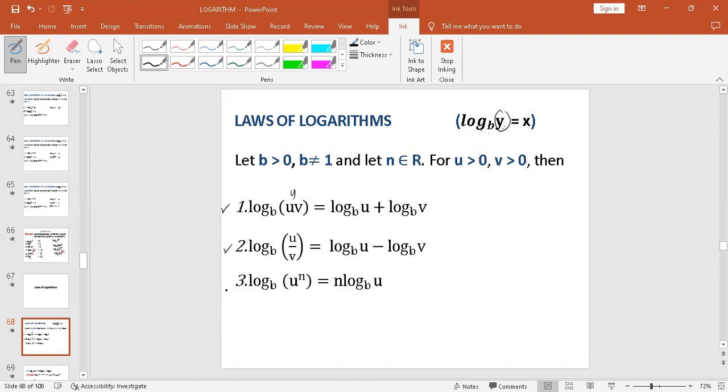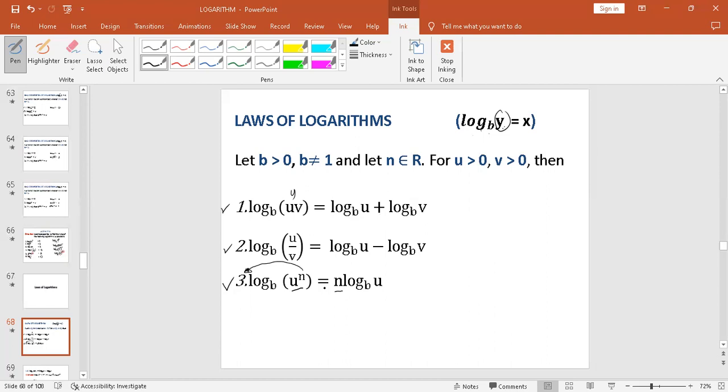Okay? Last, third law. Log of u raised to n to the base b. So, u is raised to n. Okay? So, in this law, the exponent n becomes whole number. Okay? And it is being placed before the logarithm. So, mapupunta siya dito sa unahan ni log. And mako-consider na siya na whole number. Okay? So, these are the laws of logarithms.